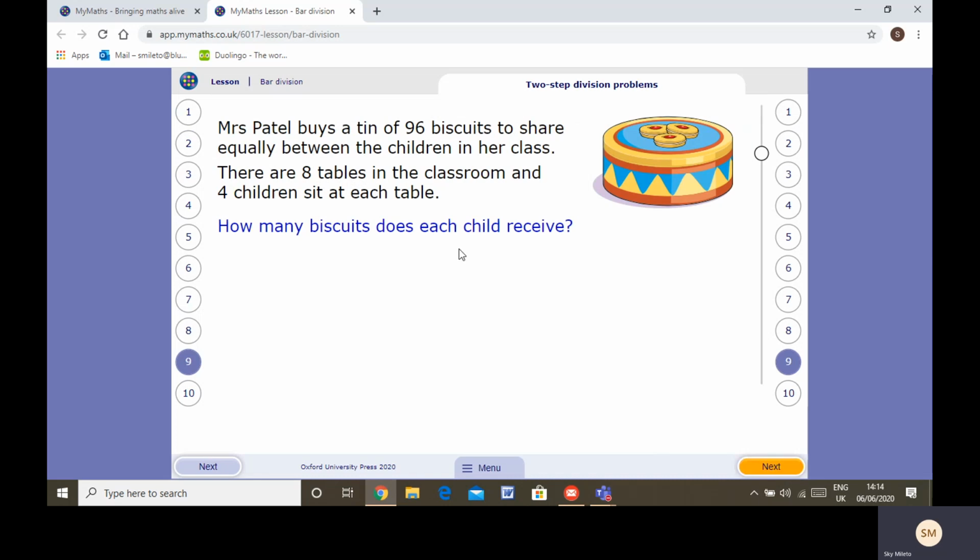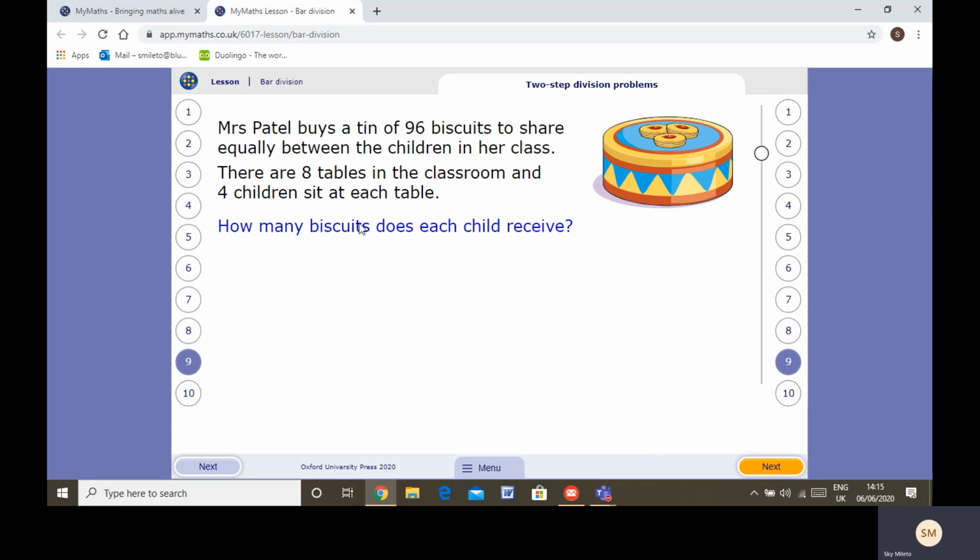Okay, we're just going to go through one example. This is quite tricky. If you don't understand it totally, then you can watch the video again to see if you can understand it a little bit more, or you can give it your best shot. That's all we ever ask. So Mrs. Patel buys a tin of 96 biscuits. Okay, there are eight tables in the classroom and 4 children at each table. How many biscuits does each child receive?